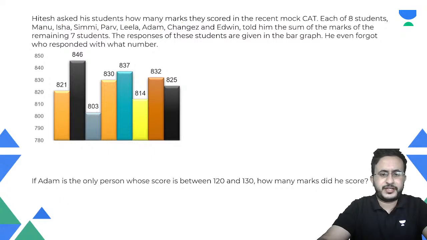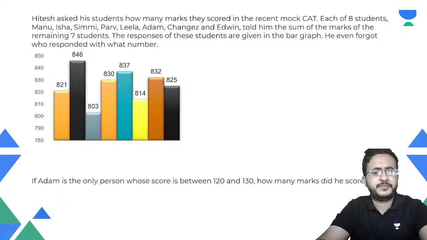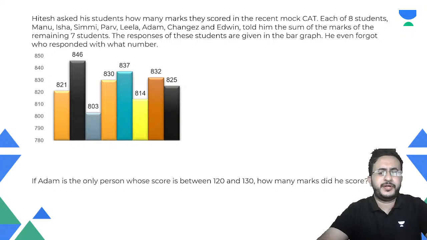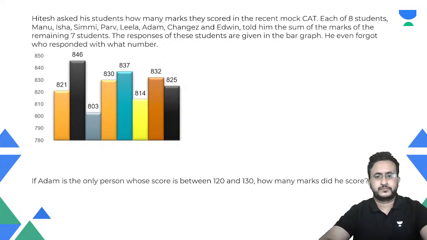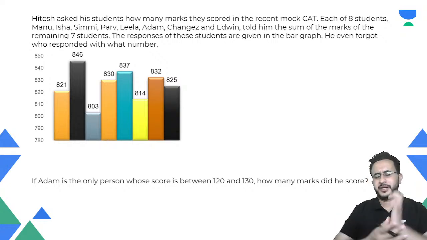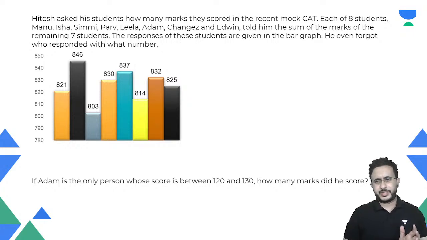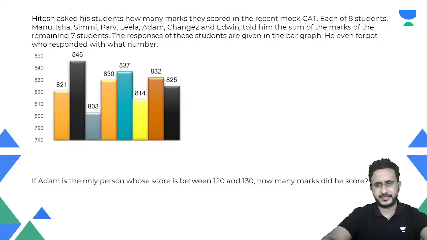Now, if I ask you the next question: if Adam is the only person whose score is between 120 and 130, how many marks did he score? Remember, sometimes you might be able to answer questions correctly, so always attempt these TITA questions. Do not ignore these questions. Some people think it's TITA, will we get that right or not? Do not worry about that. Whether it was by fluke or however you answered, that was the correct answer.